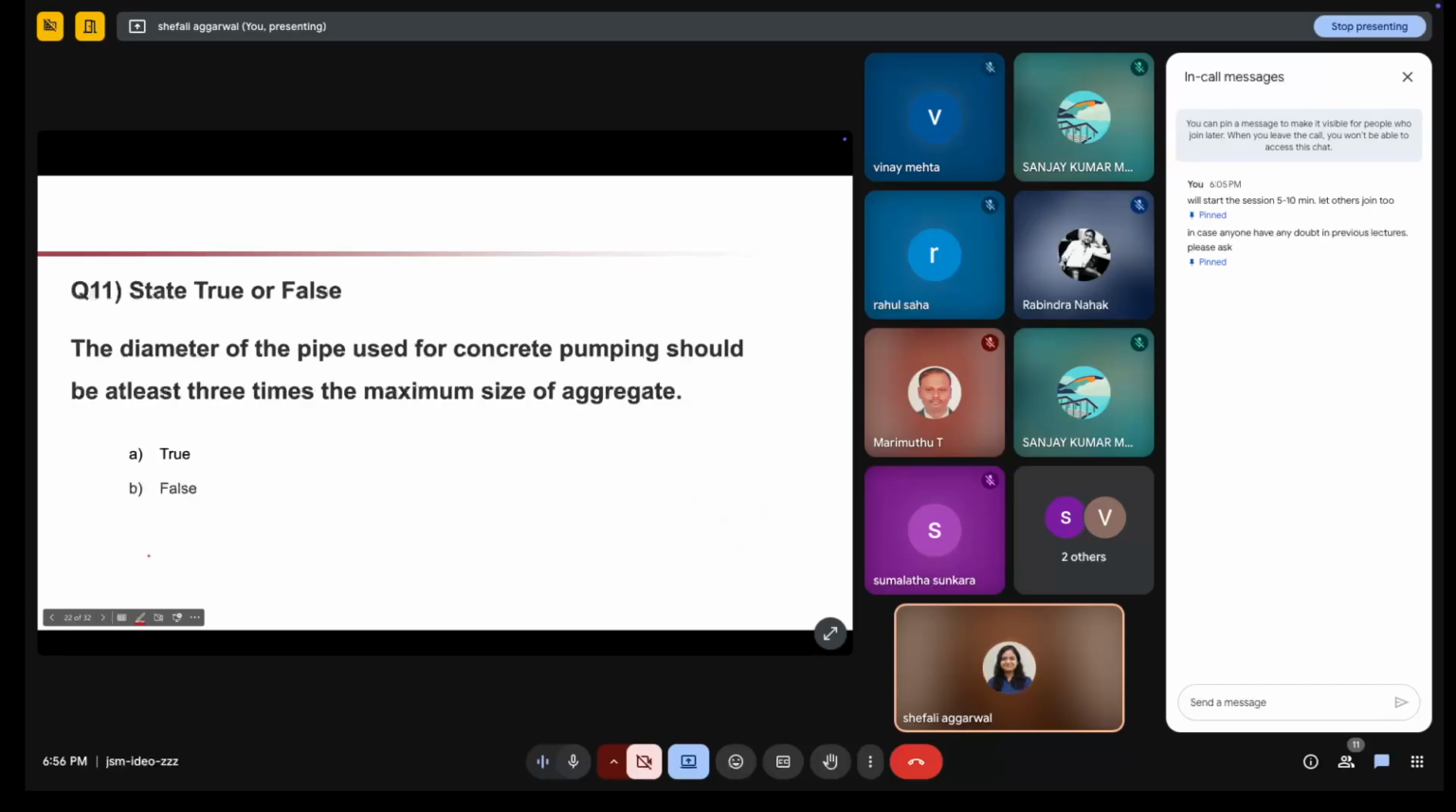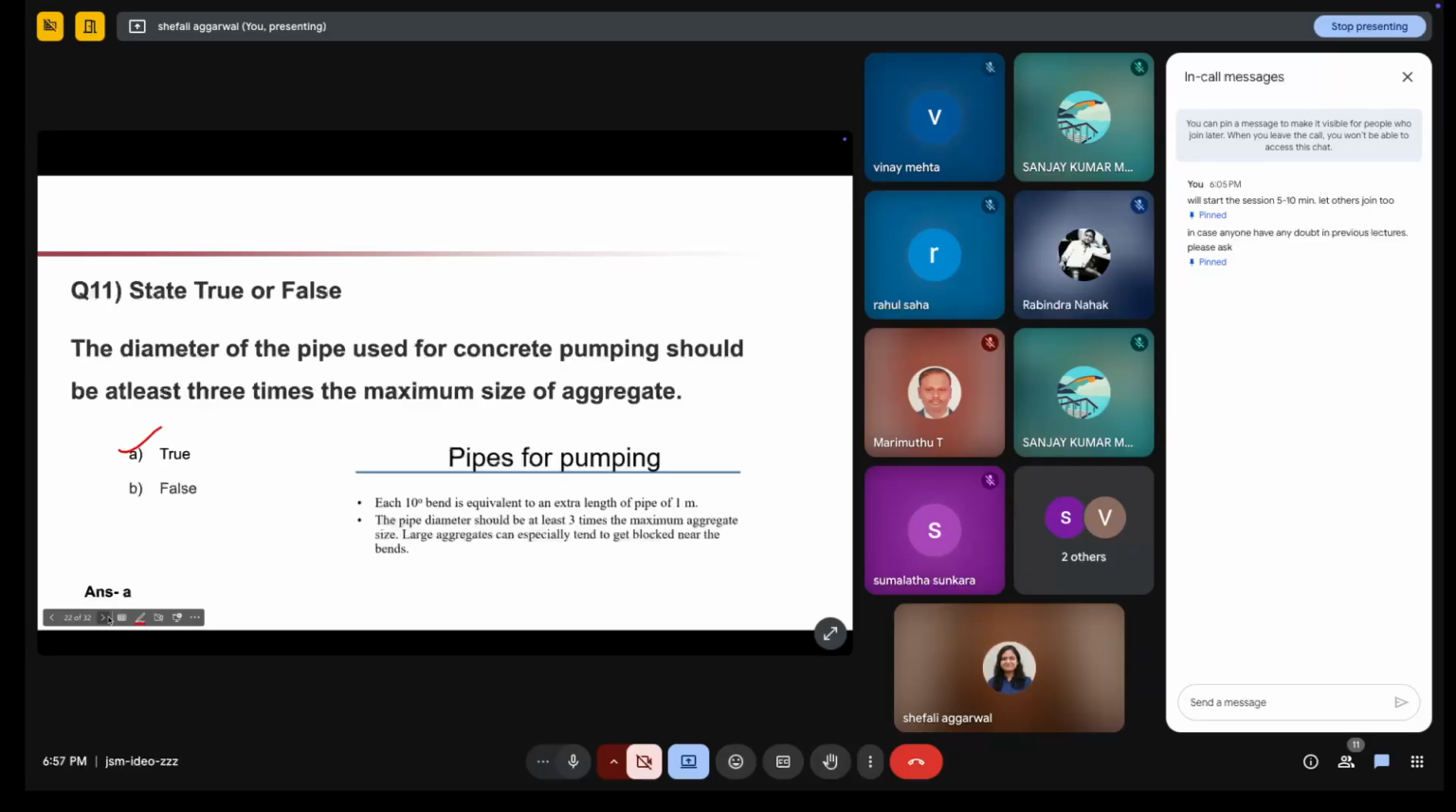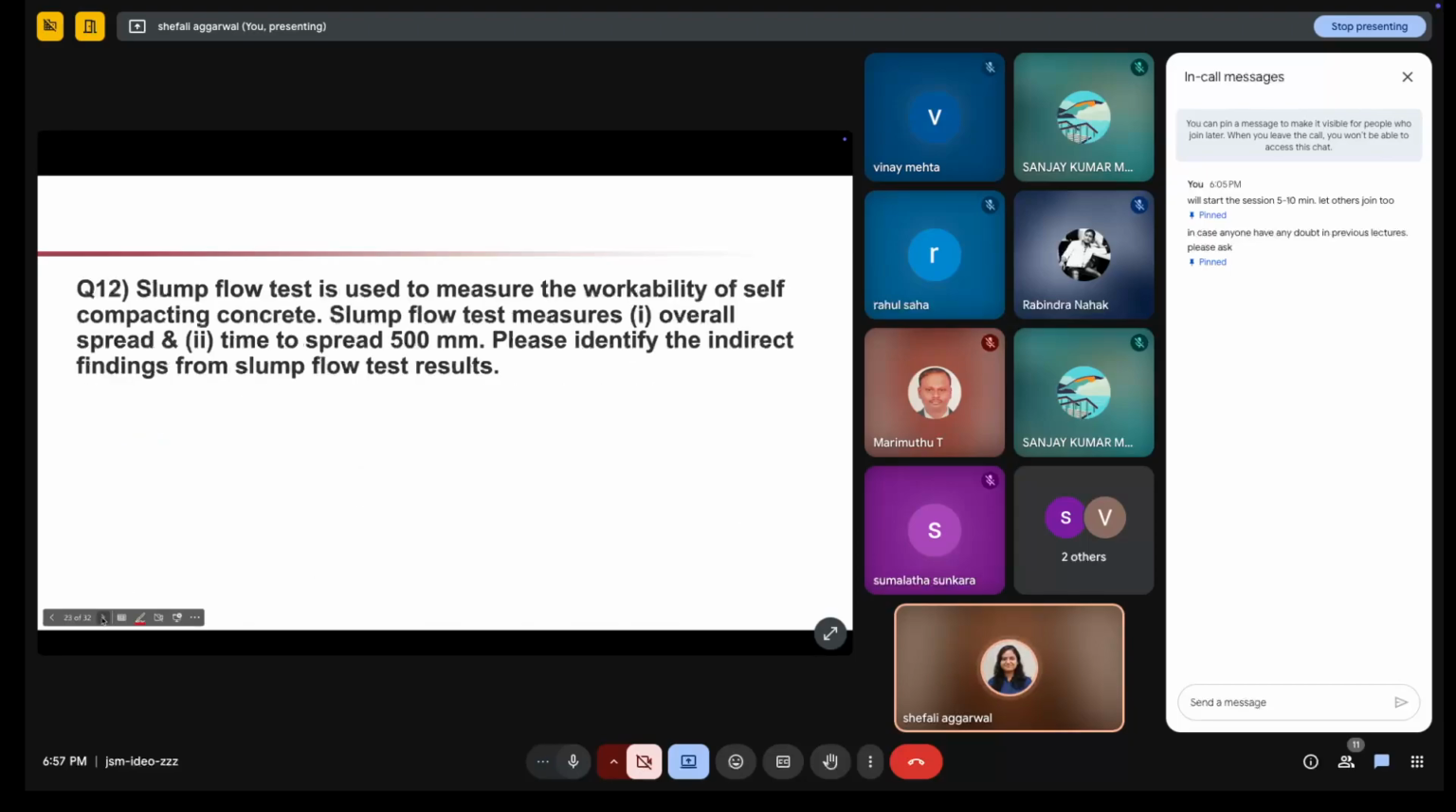Okay, next question is, state true or false. The diameter of the pipe used for concrete pumping should be at least 3 times the maximum size of aggregate. True or false? True. Correct. So this is already given in your slides. Your pipe diameter should be 3 times.